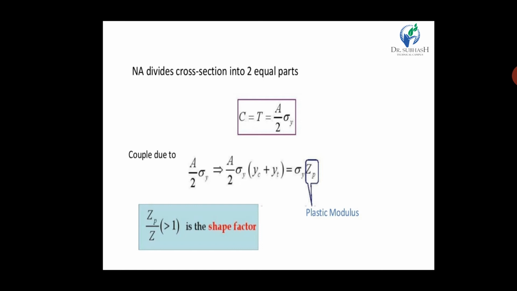So the shape factor is a property of the cross-sectional shape. It is independent of the material properties. Generally the shape factor is given by plastic moment divided by yield moment.